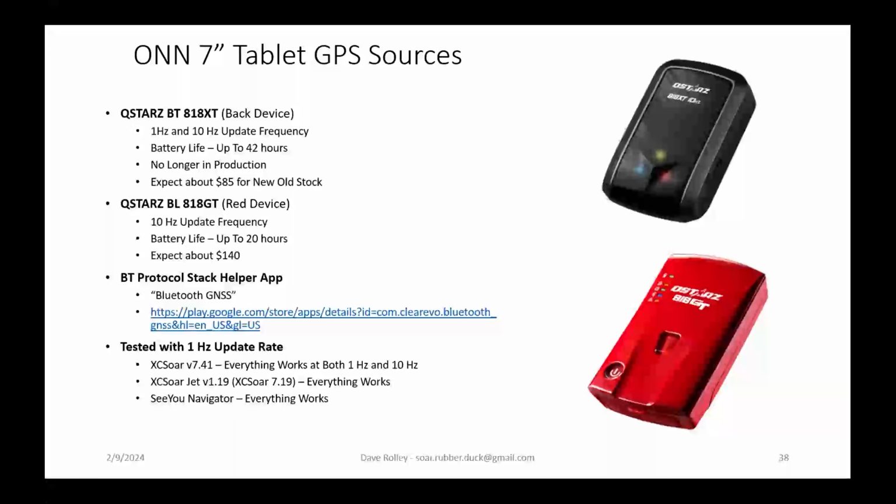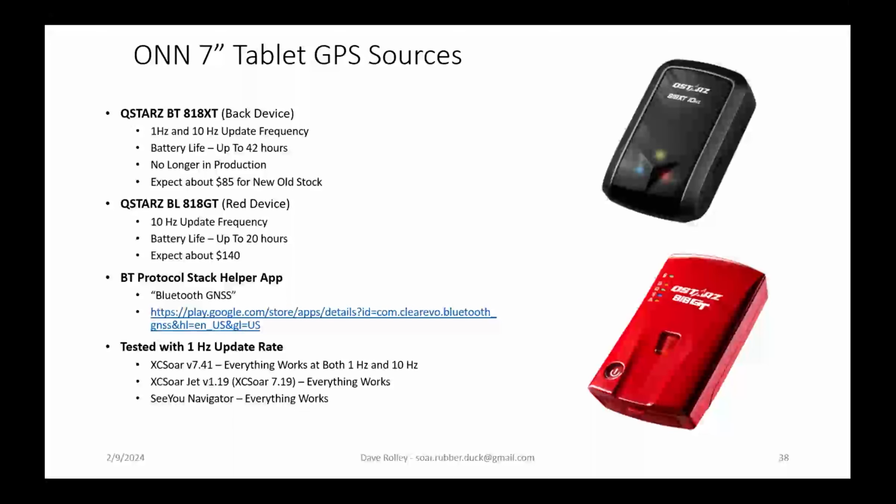Okay. The replacement in their line is the red one. It's the BL 818 GT. That's the red one. It only has a 10 hertz update frequency. It claims a battery life of up to 20 hours, and you need to expect that one to be about $140. There's the information on the Bluetooth GNSS protocol stack helper app.